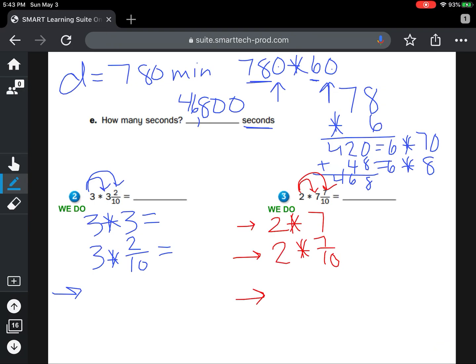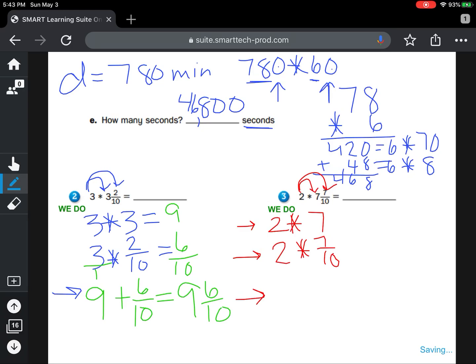All right, let's go ahead and look at number 2. When you multiplied 3 times 3, you should have had 9 as that answer. And then, 3 times 2/10, you should have multiplied your numerators, then your denominators, and then you get 6/10 as your answer there. And since that is already written as a proper fraction, you can just add your 9 plus your 6/10, and that gives you 9 and 6/10 as your answer.